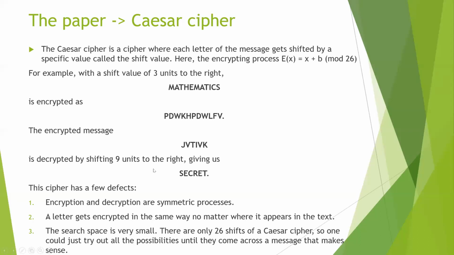Three, the search space is small. There are only 26 shifts. So you could just literally try out all the possibilities until you come across a message that makes sense. For example, if you come across the encrypted message JVTIVK, you could just try out all the possibilities until you find SECRET.